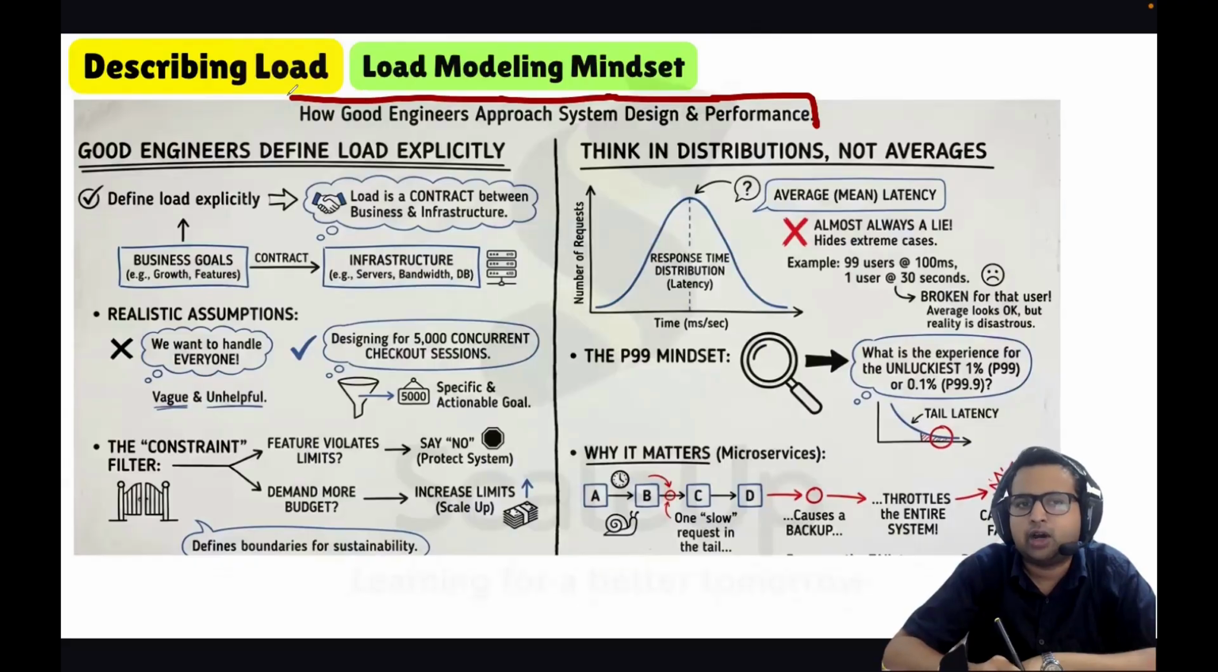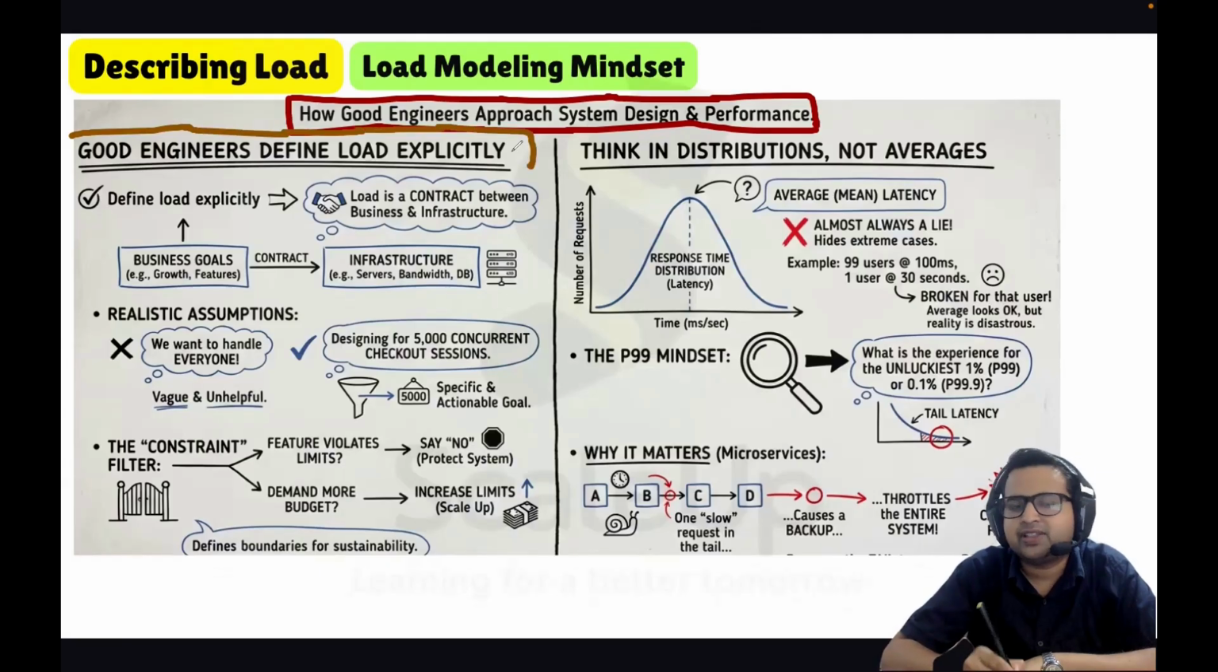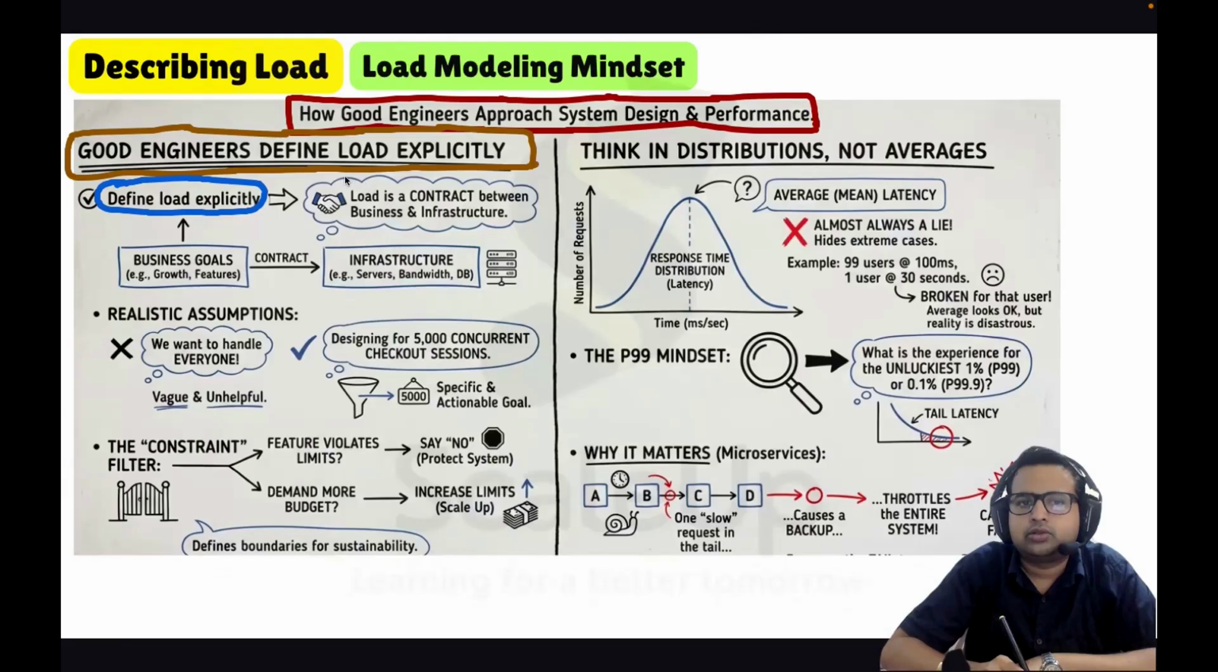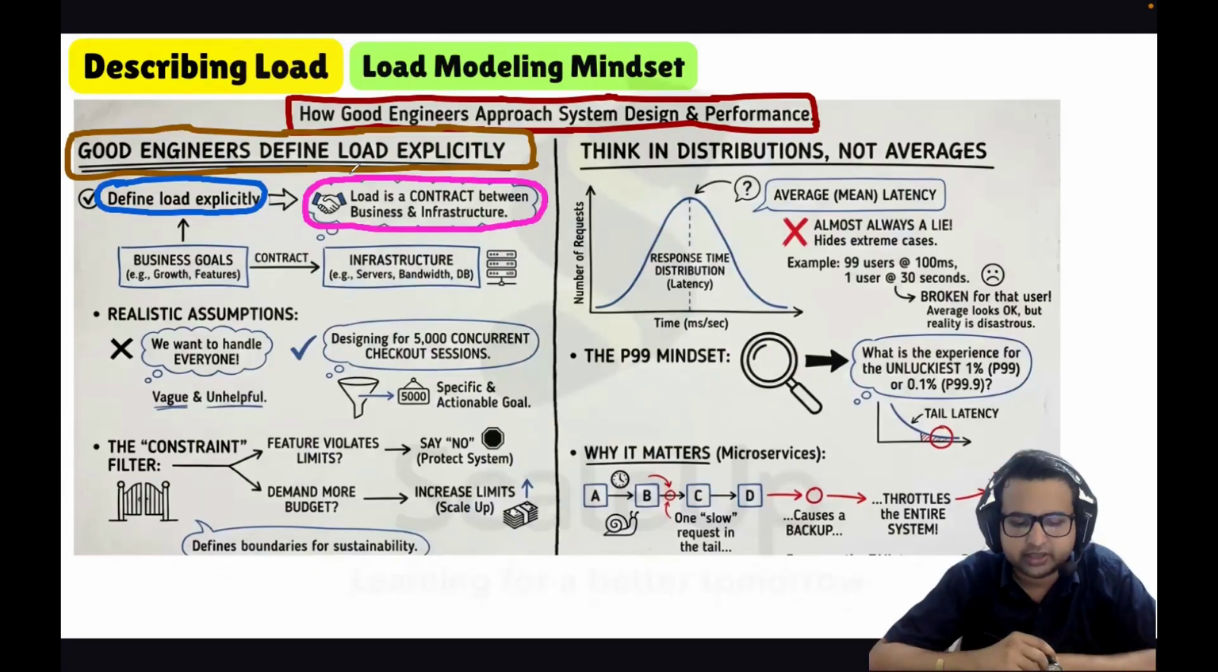Let us try to understand how good engineers approach system design and performance. Good engineers define the load explicitly. Before even starting the system design, the first thing good engineers do is define the load explicitly. That's the key. A good engineer treats load as a contract between the business and the infrastructure.